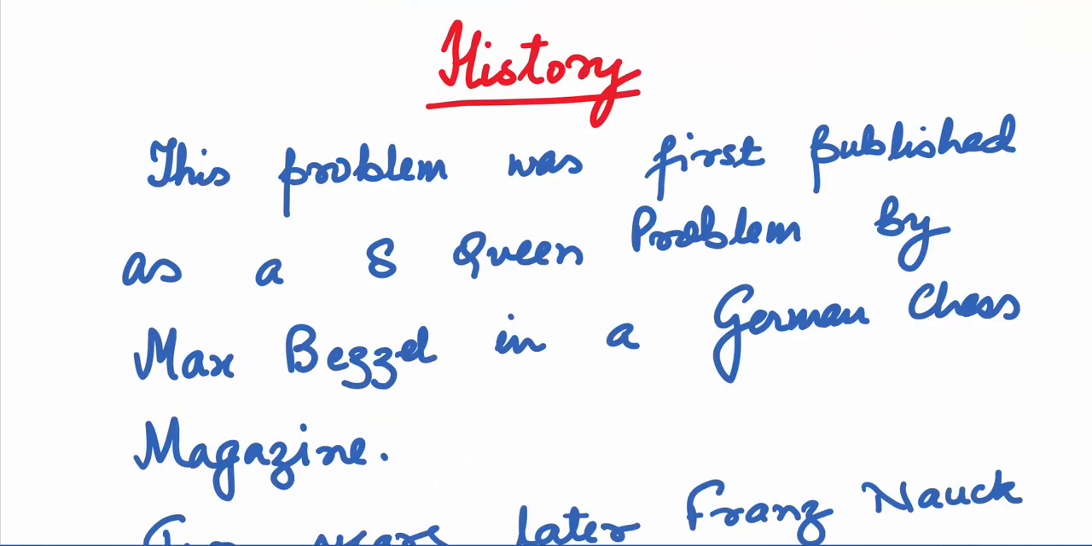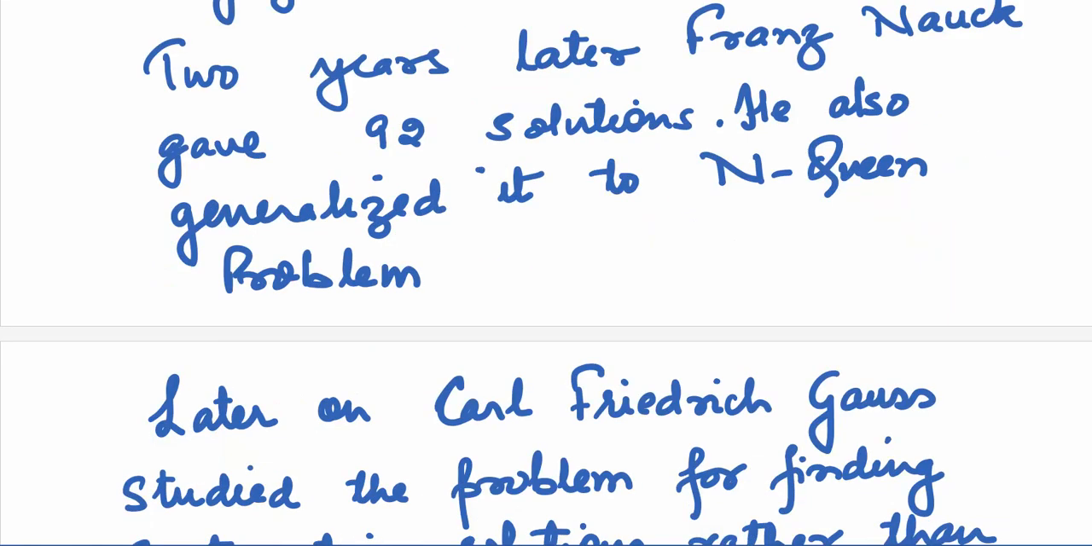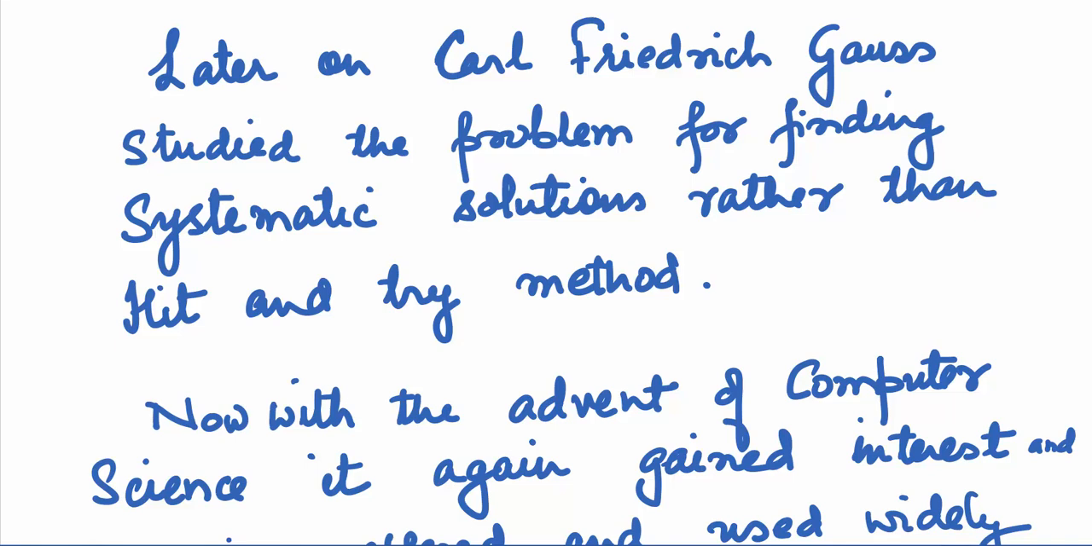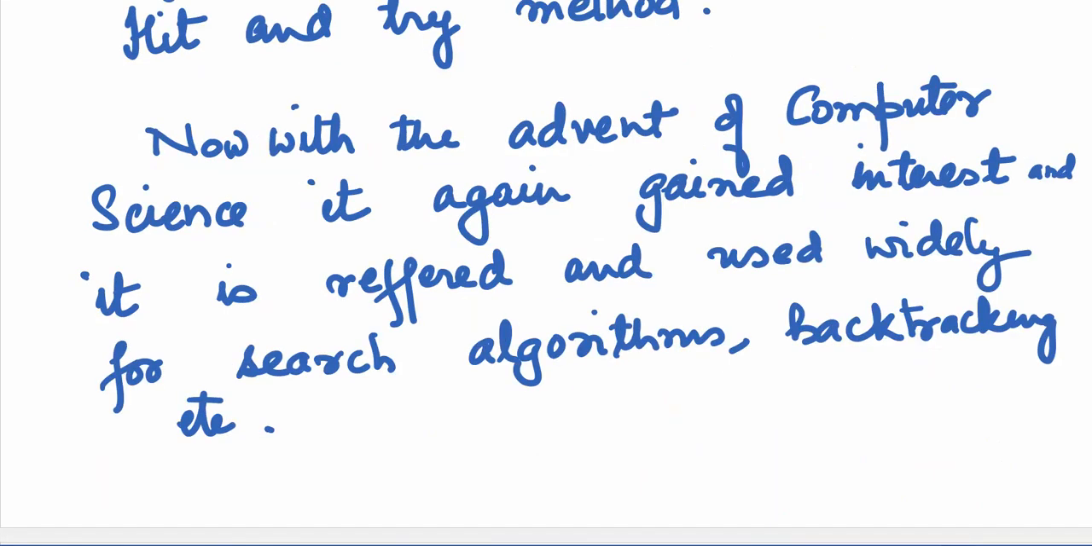Coming to the history, this problem was first published as an 8 queen problem by Max Bezel in a German chess magazine. 2 years later, Franz Nauck gave 92 solutions to the 8 queen problem. He also generalized it to the n queen problem. Later on, Gauss studied the problem for finding systematic solutions rather than the hit and try method. And now it is again in the limelight with the advent of computer science. It has gained a lot of interest and is used widely for search algorithms, backtracking, etc.